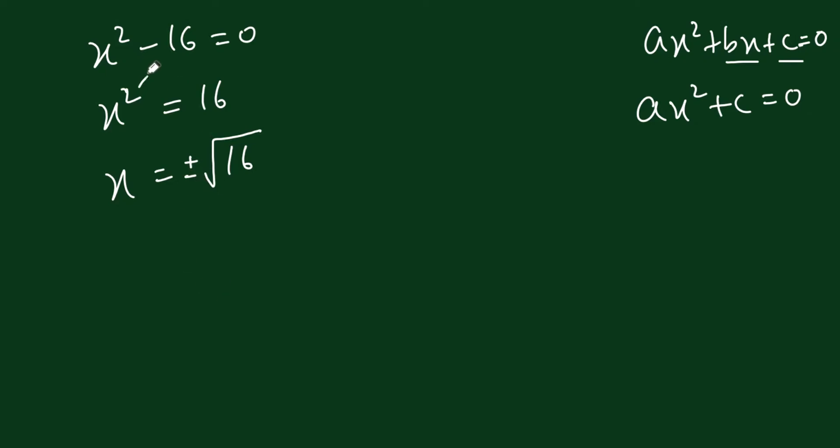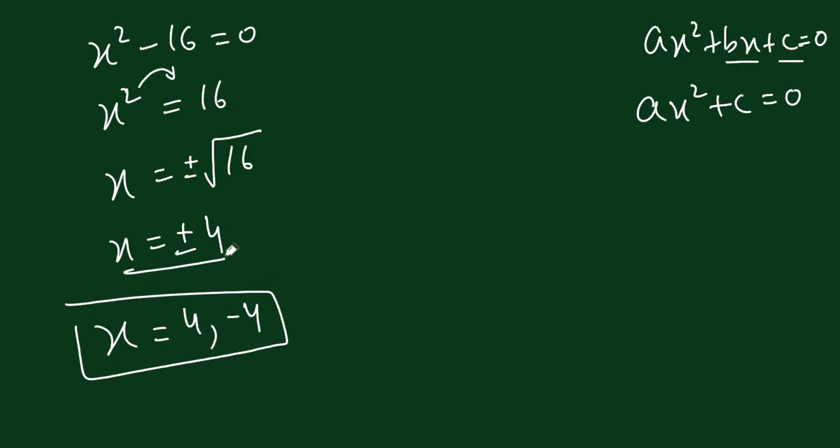Remember, whenever square goes to the other side, whether right to left or left to right, it becomes plus or minus square root. And we know what is square root of 16. Square root of 16 is 4. So you got again two values of x. x is either 4 positive or minus 4. That's what plus or minus 4.